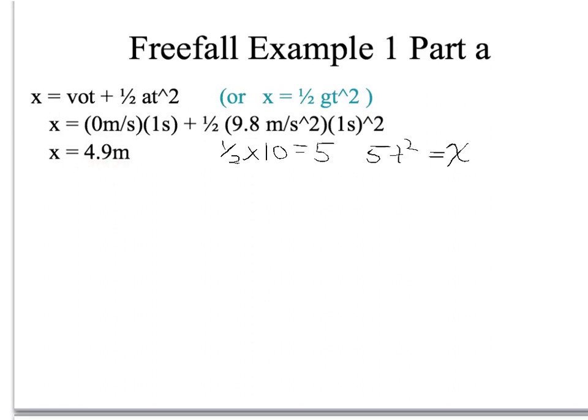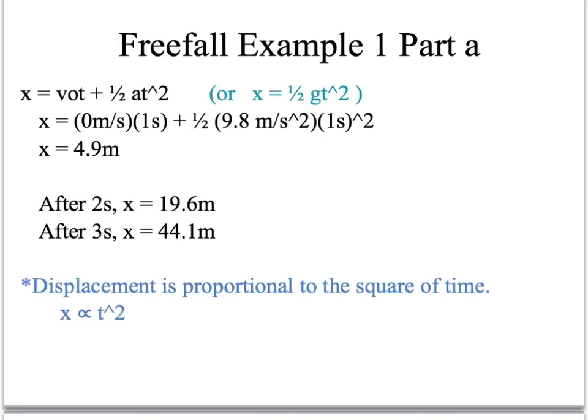So that's a real quick way to do an estimate or to check your answers. After 2 seconds, if t is 2, 2 squared is 4 times 5 is 20. So you get about 20 meters after 2 seconds. For 3 seconds, 3 squared is 9, and 9 times 5 is 45. So you're going to get approximately 45 meters. That's how you can do that really quickly.